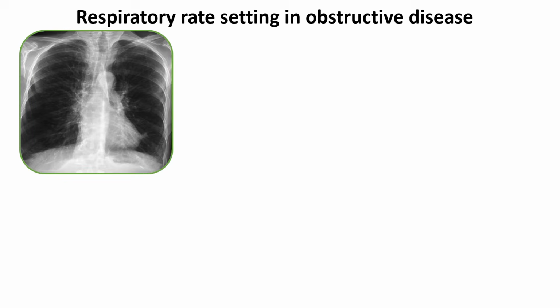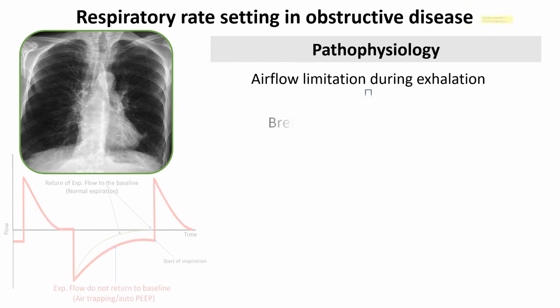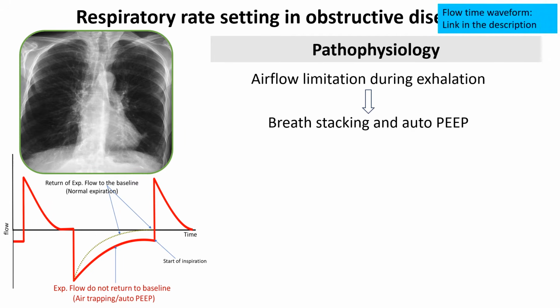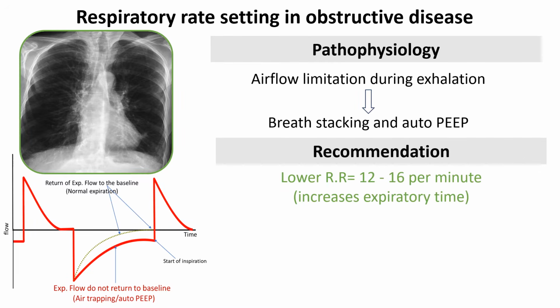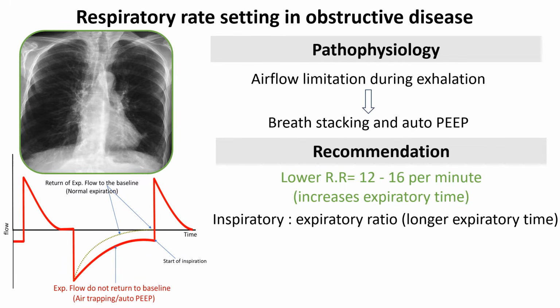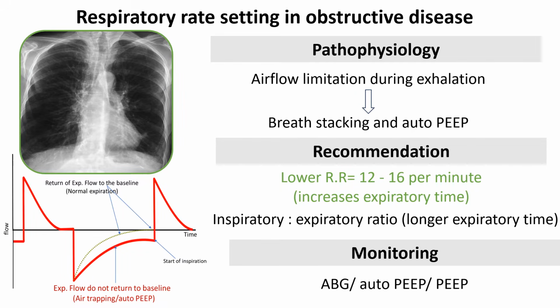Obstructive lung diseases such as chronic obstructive pulmonary disease involve airflow limitation, making exhalation more difficult and increasing the risk of air trapping and dynamic hyperinflation. A lower respiratory rate in this scenario allows for a longer expiratory time, thus preventing air trapping. In addition, maintaining an appropriate inspiratory to expiratory ratio and monitoring for auto-PEEP are essential for effective management.